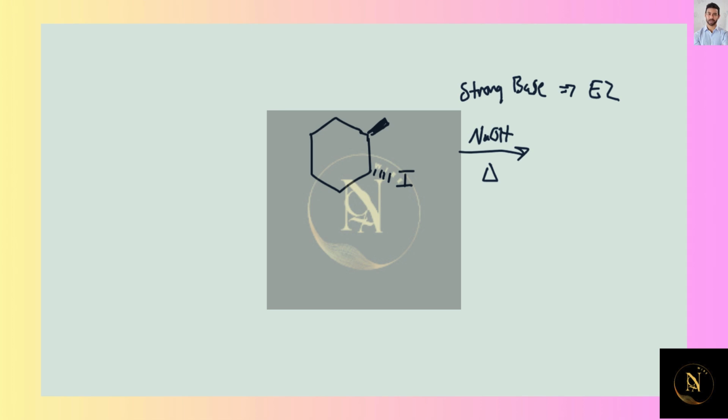Our leaving group here is iodine, so let's draw in the hydrogens on the neighboring carbons. We've got a hydrogen down below this methyl group. Over here, we've got a hydrogen pointing up, as well as a hydrogen pointing down. I'm going to actually use a different color for this hydrogen. Now, what am I talking about when I say anti?